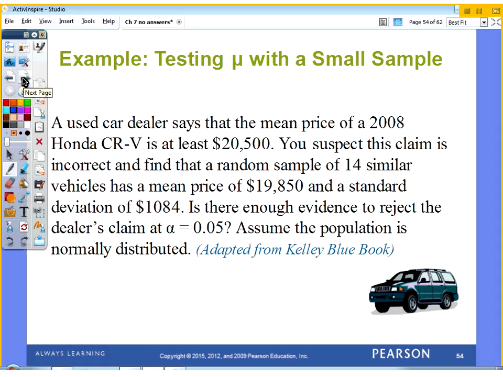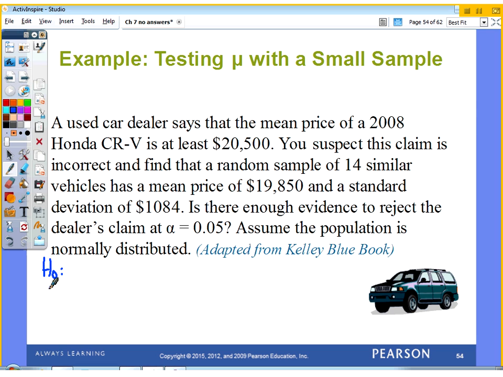So let's see if we can do this. A used car dealer says that the mean price of a 2008 Honda CRV is at least $20,500. You suspect this claim is incorrect and find that a random sample of 14 similar vehicles has a mean price of $19,850 and a standard deviation of $1,084. Is there enough evidence to reject the dealer's claim at alpha equal to 0.05? Assume that the population is normally distributed. Now, if you think about it, on all our problems when they ask you to find the p-value, they say p-value. So if they don't, they're expecting you to use your rejection regions.